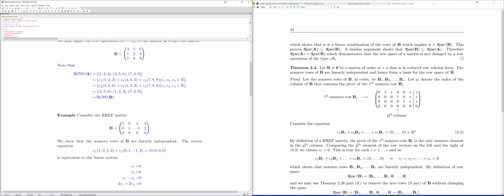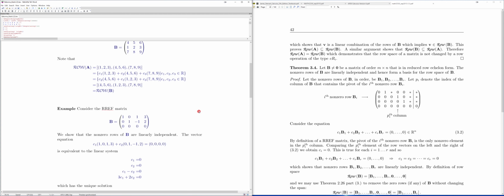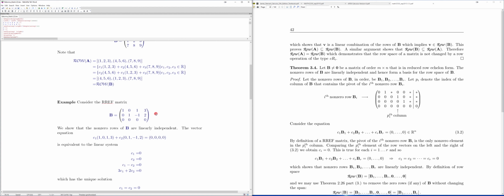Okay, so this is an RREF matrix. If you have an RREF matrix, what this theorem is saying is that the non-zero rows of the RREF are linearly independent. So this is an RREF, and what are the non-zero rows? The non-zero rows would be the first row over here and the second row over here. And I want to show, at least in this example, that the non-zero rows for this RREF are going to be linearly independent. So your first two rows here are going to be linearly independent when you form row vectors from them.